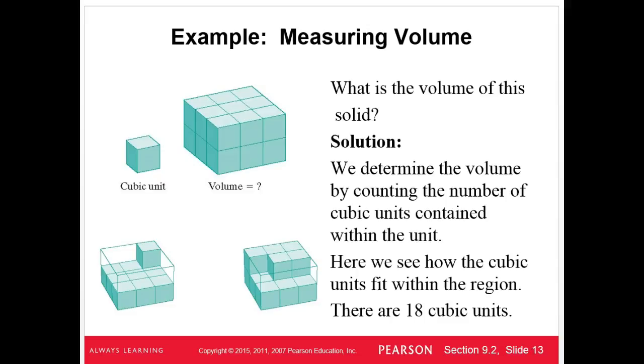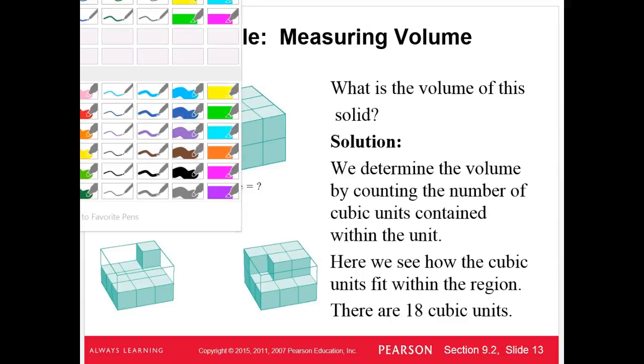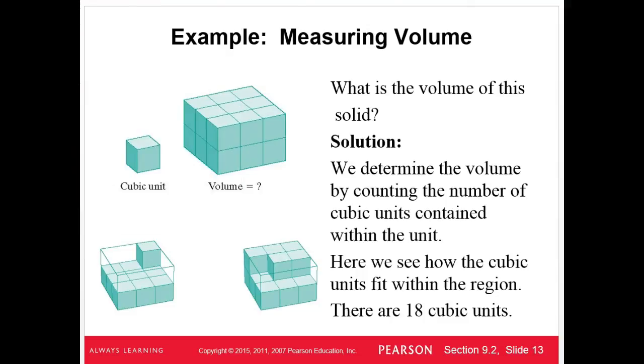Alright, what's the volume of this solid? So there's a cubic unit. Now we have to think about this. Just like we did before, it's easiest to just multiply this, count it up. So we have 3 going this way. We have 3 going this way. And then we have 2 going up.